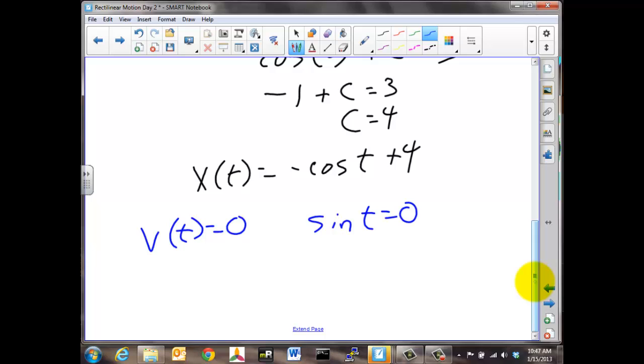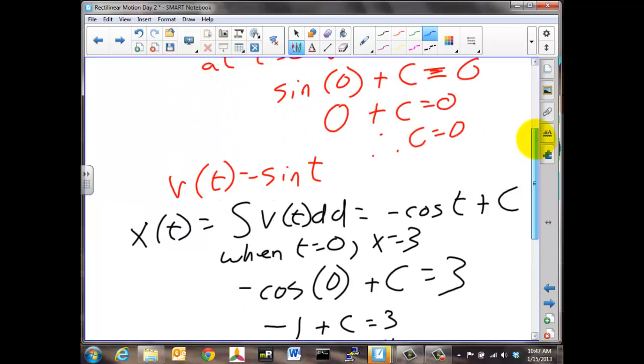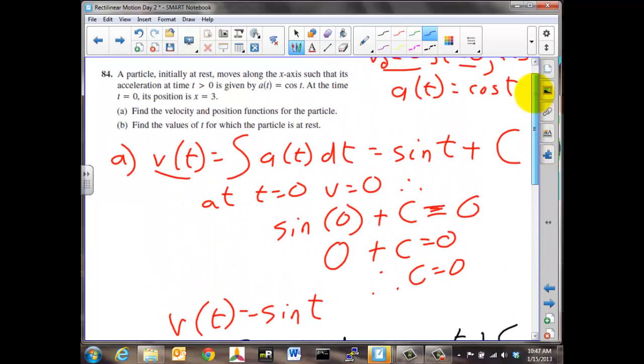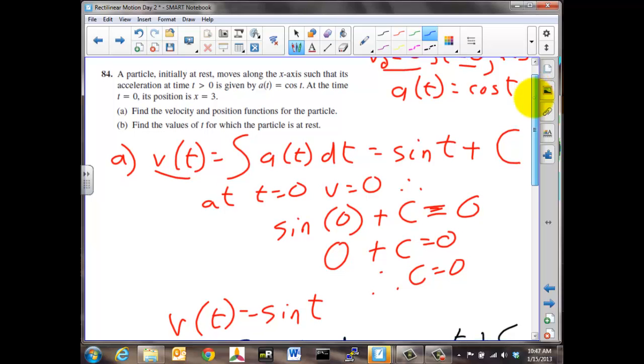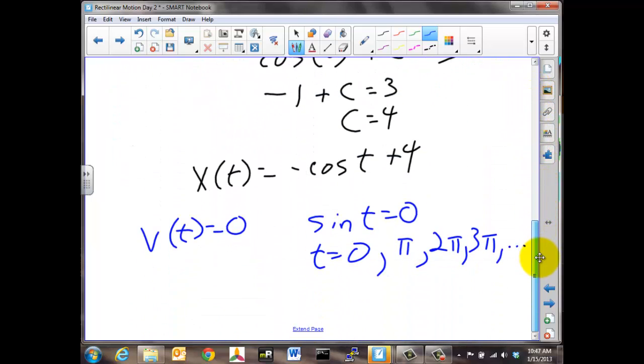When is the sine 0? At 0. Is it anywhere else? Pi, 2 pi, 3 pi, 4 pi, a bunch of other pi. What values for t? We didn't have where it just said t greater than 0. So can you get an idea of what this particle is doing?